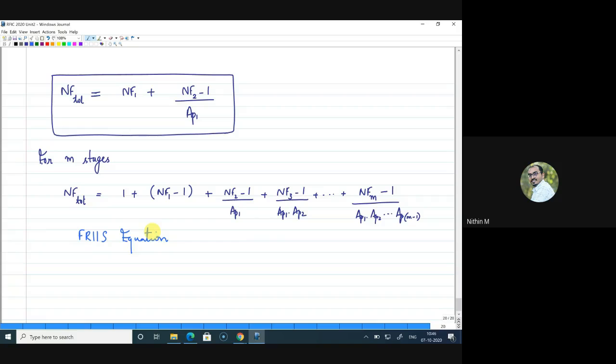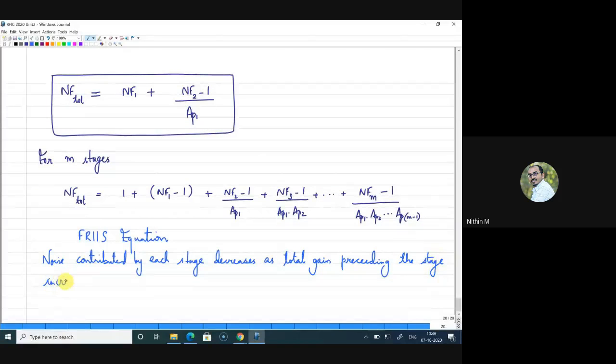If you look at this expression, we understand that the noise contributed by each stage decreases as the total gain preceding the stage increases, right? So if you have a high gain stage in the initial blocks, the total noise figure contributed by the later stages will actually keep on reducing, right? So the noise contributed by each stage decreases as total gain preceding the stage increases. Right. So this is how we generally represent noise figure up to many number of stages.